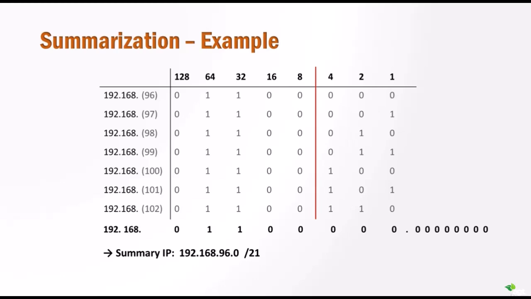It's 192.168.96.0/21. There is one more thing I want to mention here. There's one more IP address that isn't listed here, but it does fit into this summary IP, and that's 192.168.103.0. So you should be careful when doing this, and I'm going to show you why right now.